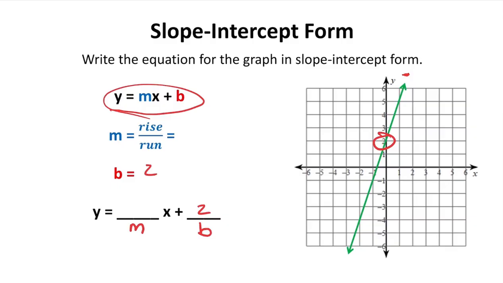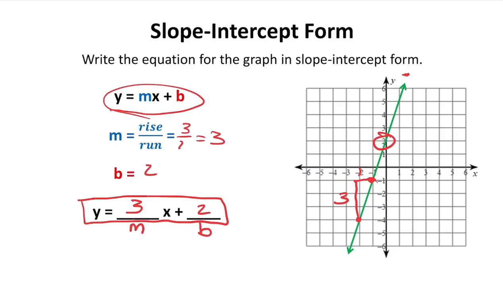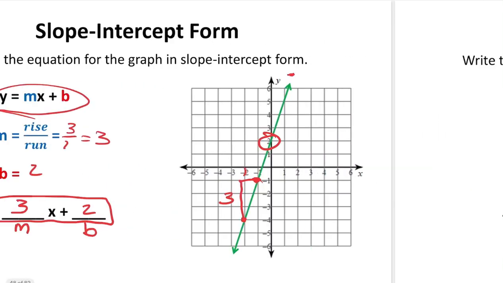Then I know the slope. We find it the way we just did. Here's a point of intersection. Here's a point of intersection. Up 3, right 1. My slope is 3 over 1, which reduces to 3. I just go put that in. So y equals 3x plus 2. That's how we would write the equation of this line.